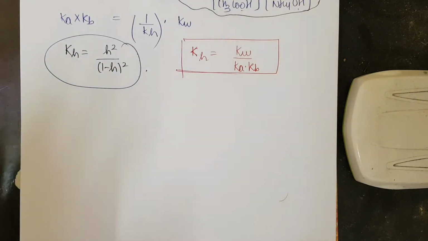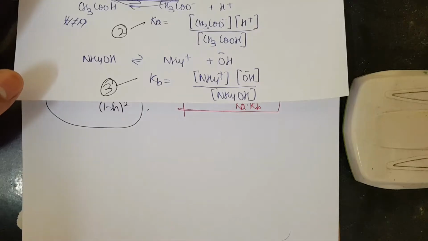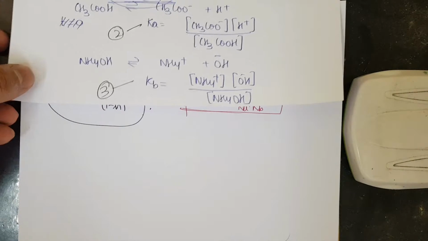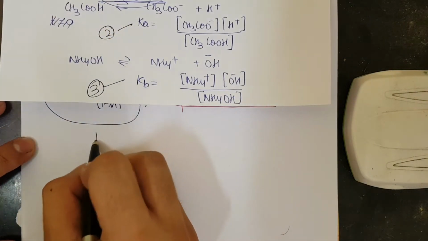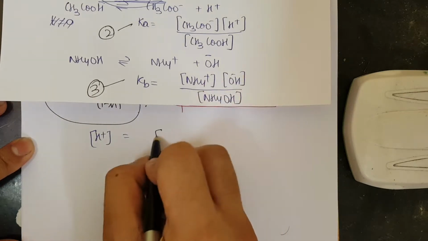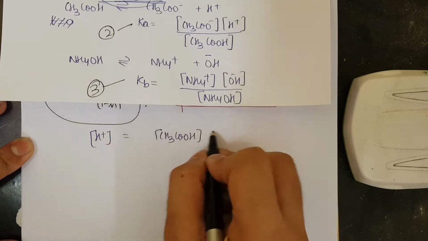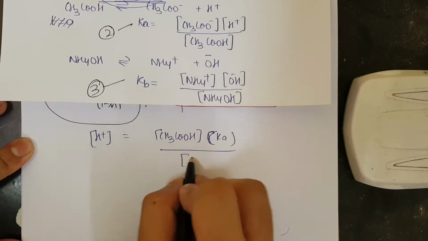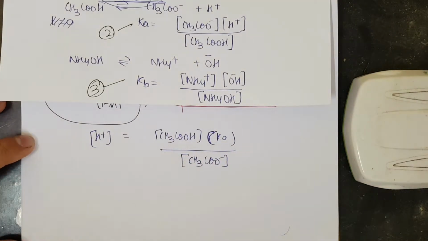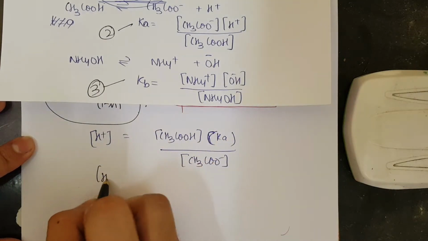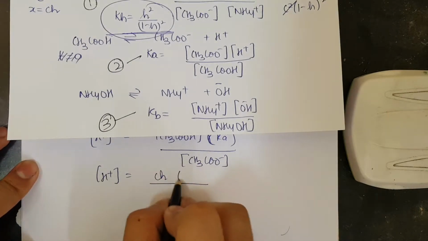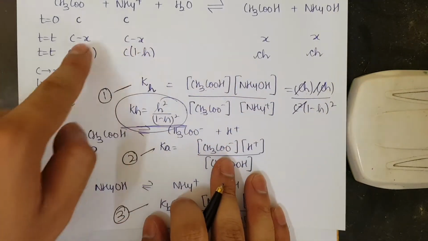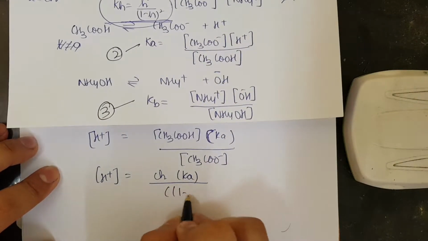Since this is a revision video, please focus on it very well. The important concepts are discussed here. Since the question is asked about the pH of the solution, our major focus should be on the H plus concentration, which can be found out from Ka, the equation number 2. So from here H plus basically is equal to CH3COOH into Ka whole upon CH3COO minus. Now what is CH3COOH? That concentration is equal to Ch, which is clear from here. So Ch into Ka whole upon CH3COO minus, which is equal to C into 1 minus h.